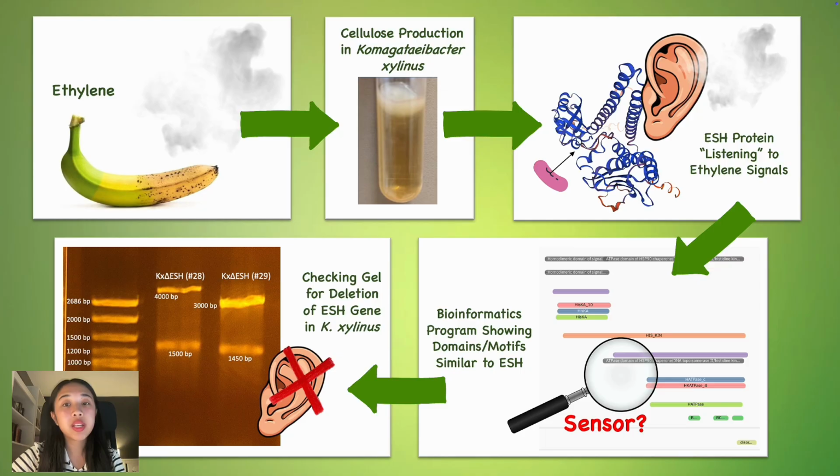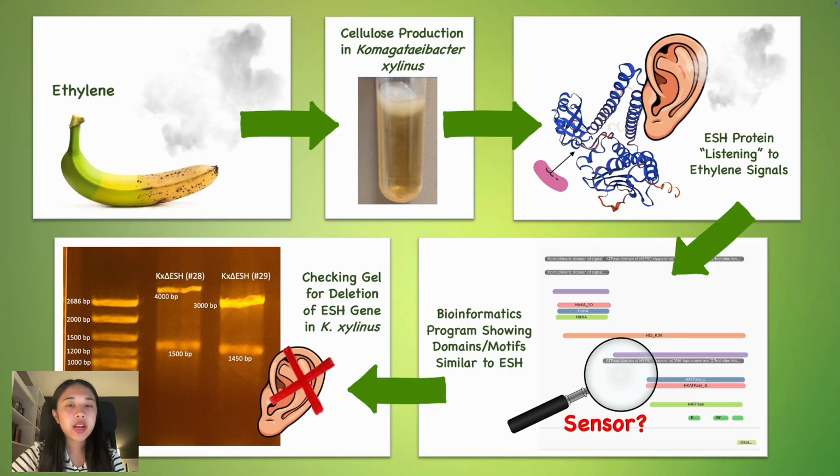Ethylene, the gas released by plants, can be in close contact with KX because KX lives on plants. Our lab has already shown that ethylene increases cellulose production in KX. The real question is, how does KX actually sense ethylene, and how does it control cellulose production in that bacteria?